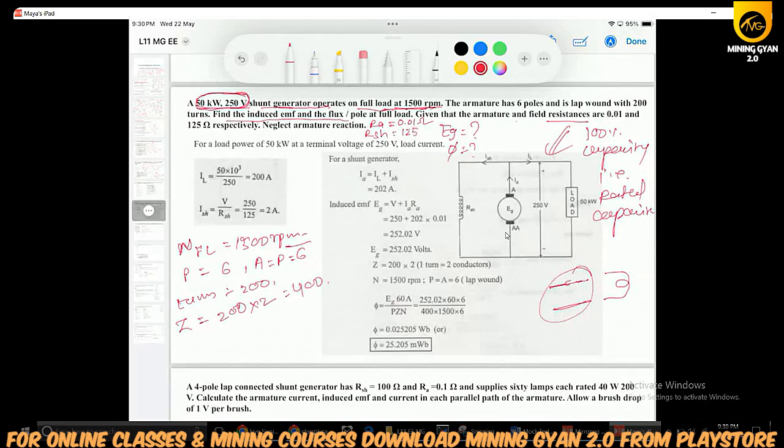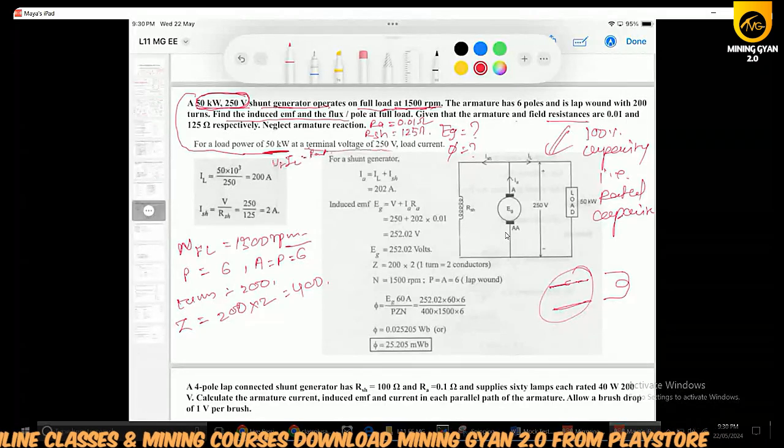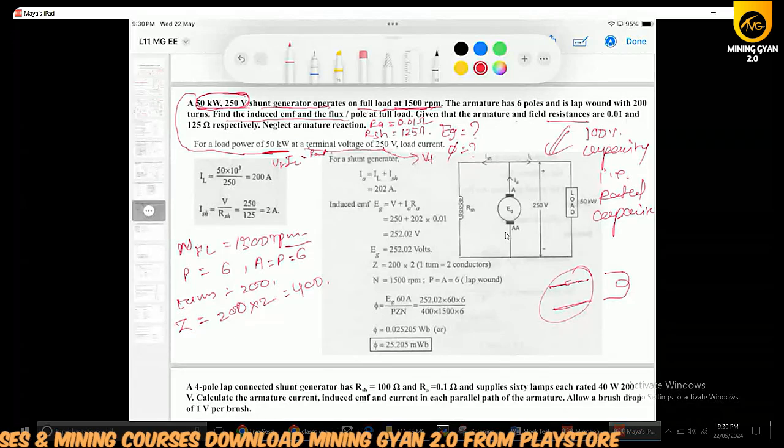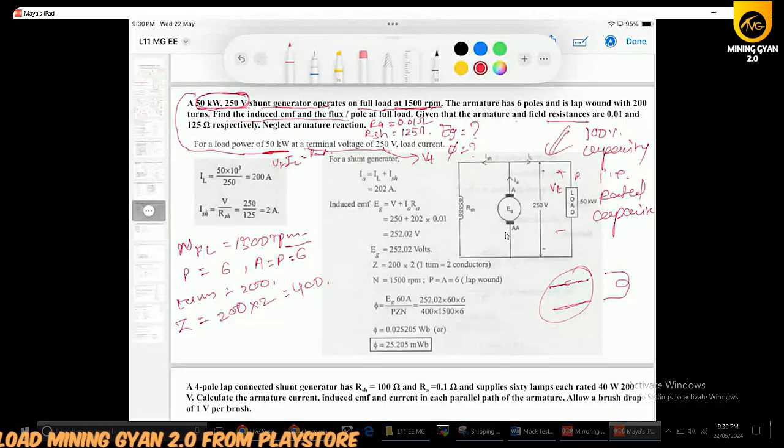125 ohm. So first of all, they have given the output condition, which means the load is consuming 50 kilowatts of power. Power equals what? V into I. Vt into IL is the output power. You already know that at a terminal voltage of 250, they have given Vt also. This is the Vt, 250 volts, and they have given the output power.